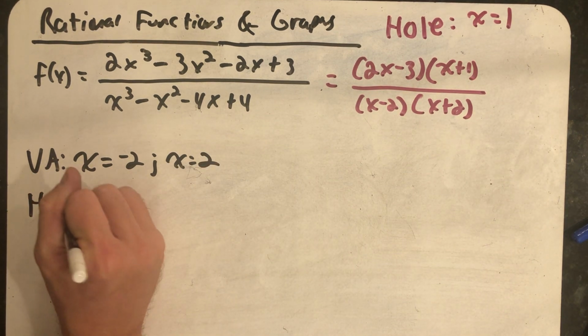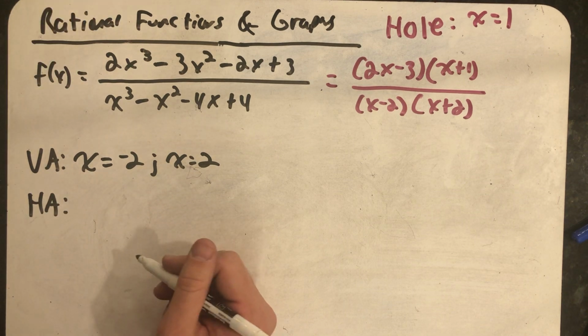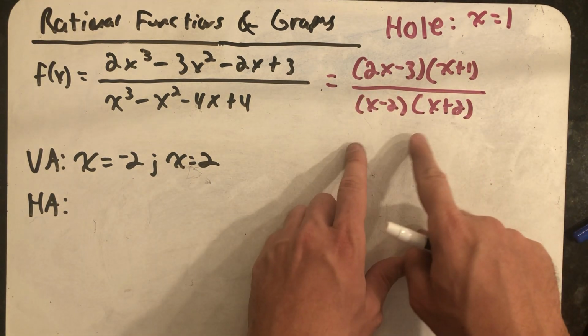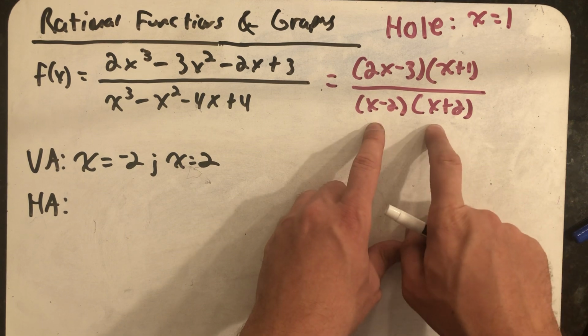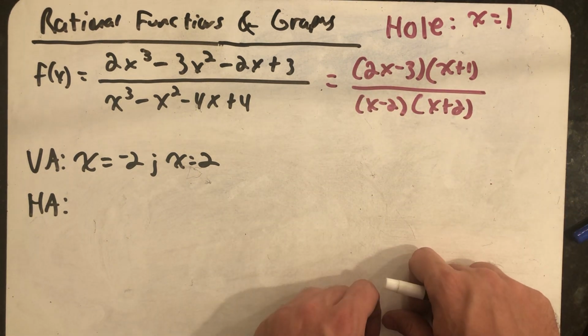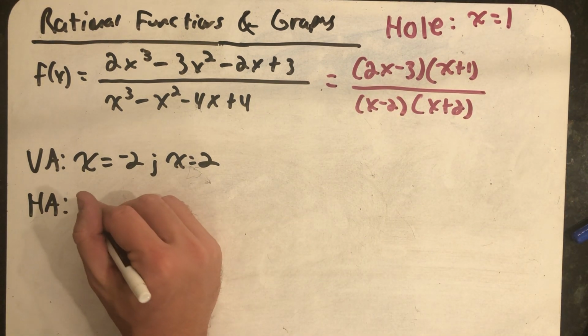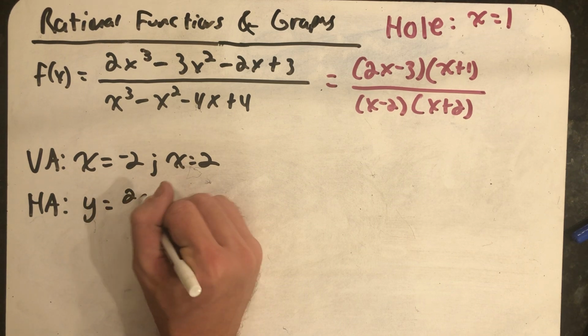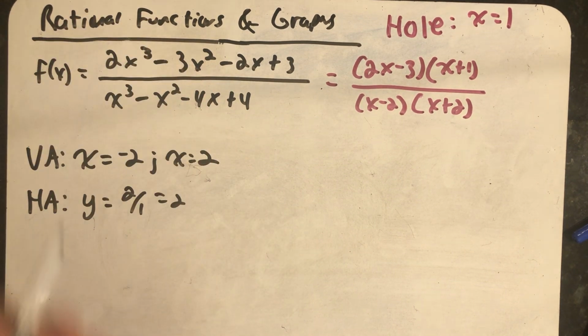Horizontal asymptote, well, I already mentioned the degree of the top and the degree of the bottom are the same. It doesn't matter which one I look at because this is a degree 2 polynomial when I multiply things together. This is a degree 2 on top. So the horizontal asymptote is 2 over 1 or just 2 because that's the quotient of the leading coefficients.